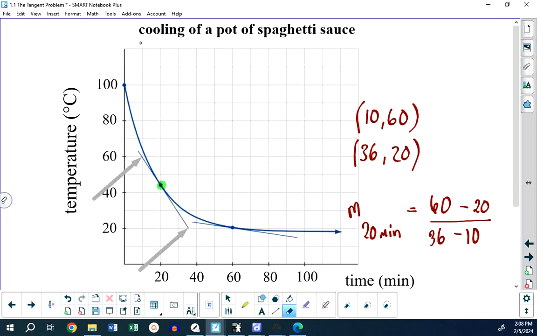It's important that you do not make the mistake, Jay. The graph's going down, so we should have a negative. I should have a negative, and the reason I'm not getting it is I went 60 minus 20, and then I went 36 minus 10. I should be subtracting in the same order. So if I take this top y coordinate minus the bottom y coordinate, I have to take the top x coordinate minus the bottom x coordinate.